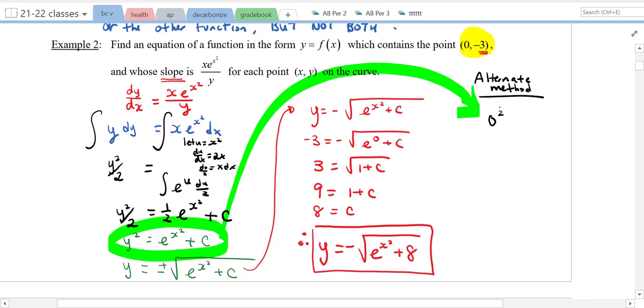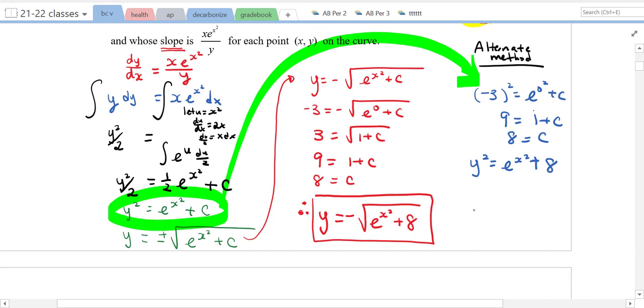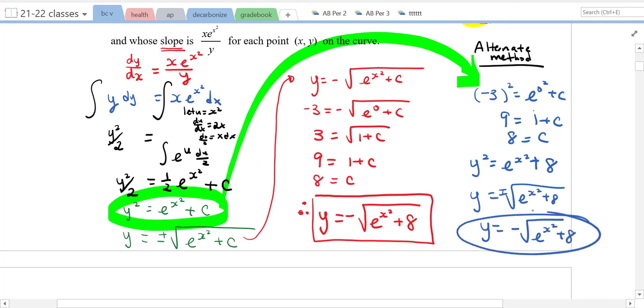So 0 squared, oops, my fault, y, right? Negative 3 all squared equals e to the 0 squared plus c. And once again, you would have found that this is 9, this is 1, so the c value is 8. And then I could have subbed it back into where I had it, so y squared equals e to the x squared plus 8. And then from here, take the square root, and then once again, you don't want the plus or minus, you only want the one that actually works in this case, which is the negative component. That works too. Okay? Once again, doesn't matter where you do it.